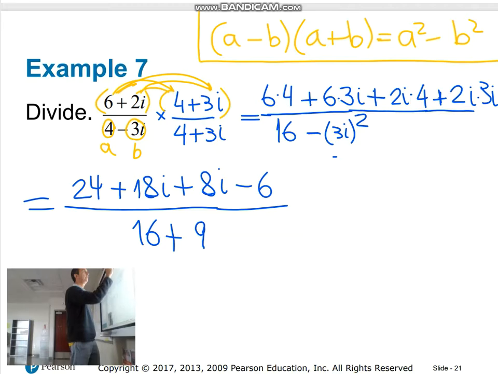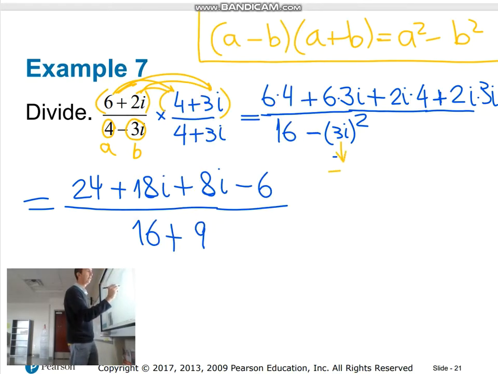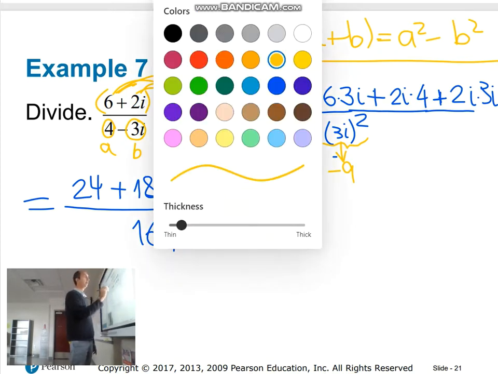Let me write this down so you don't forget. This is -9, the result of 3i squared, -9, and then we have +9. All right.